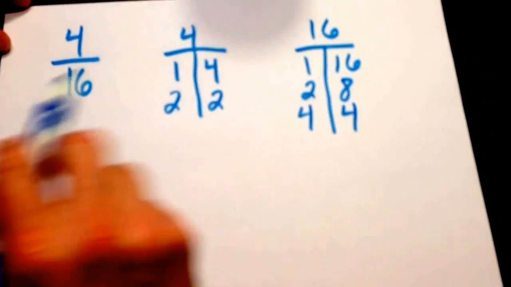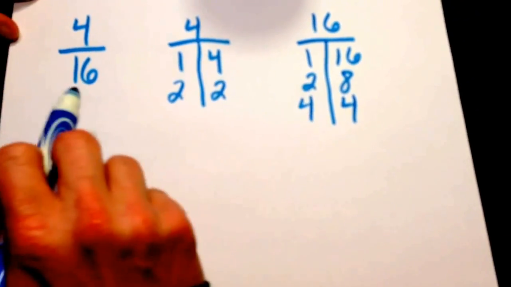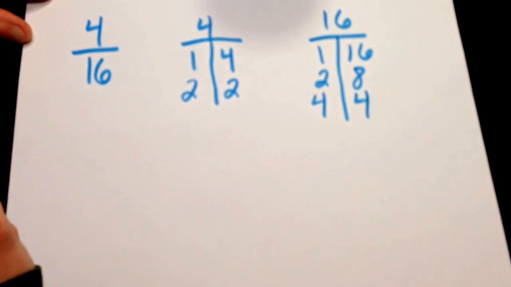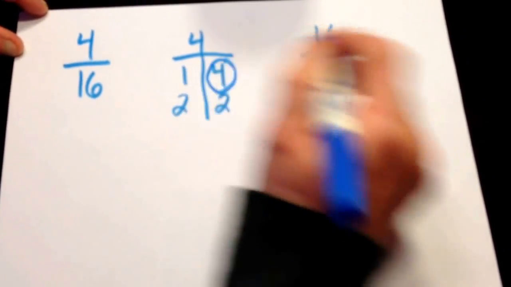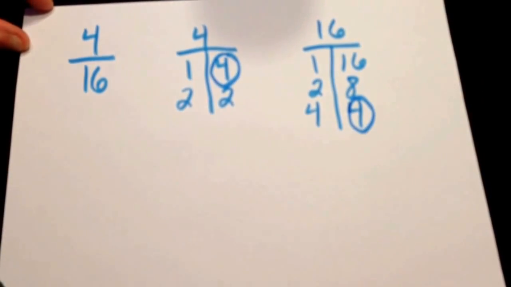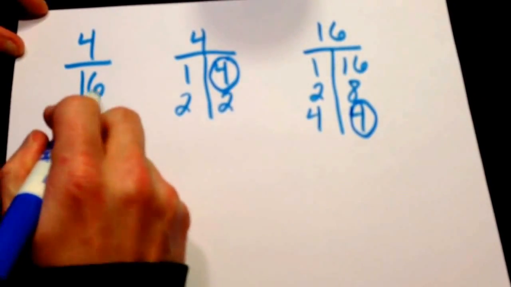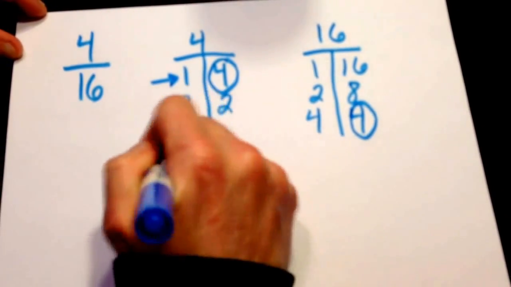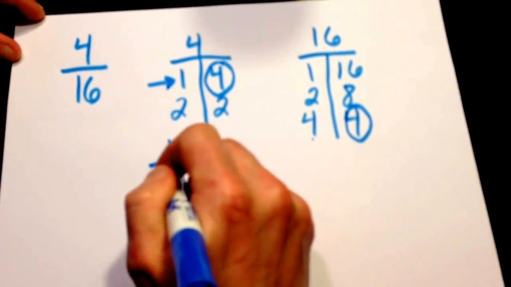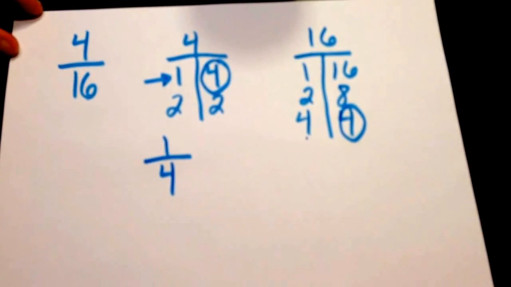We see that they have 1 in common, they have the number 2 in common, and they have the number 4 in common. We want to take our greatest common factor. Well, our greatest common factor is 4. In order to put this in simplest form, we now take the 1 from 1 times 4 and put it over top of this 4, and you now have 1/4.